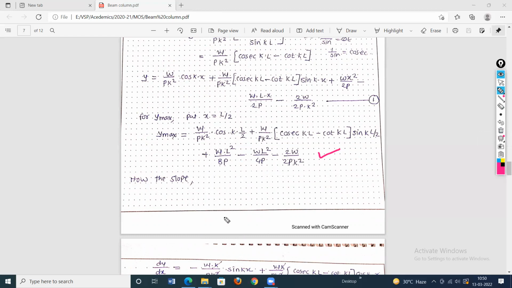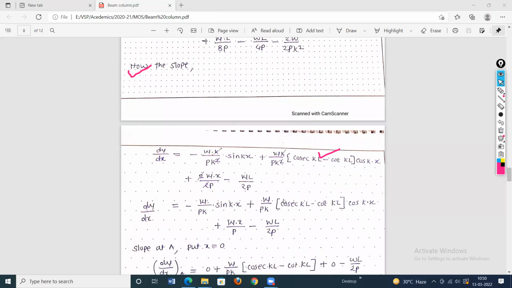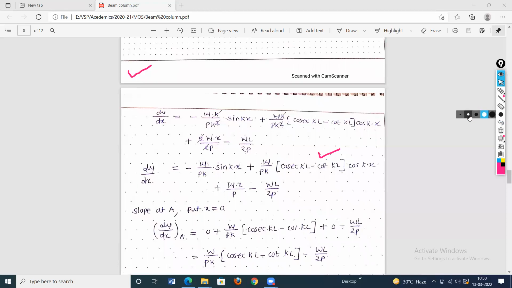And regarding the slope, it is simple. Once the equation for deflection is known, differentiate this equation, and that will give the slope equation. Again, that will be an equation in terms of x. Substitute any value of x, and you will get the slope at that particular point. So finally, this is the slope equation.